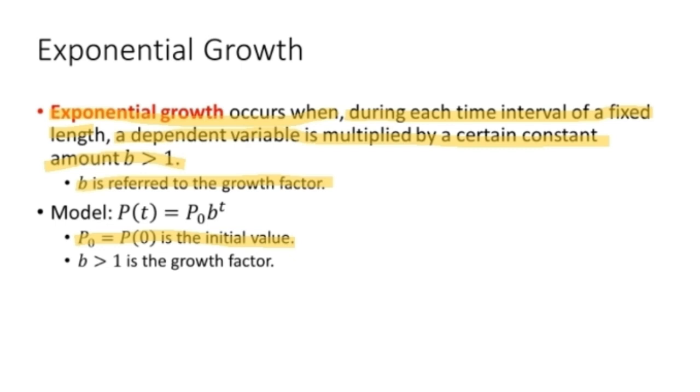Well, when another unit of time passes, we would multiply the p sub 0 times b by another b, and we get p sub 0 times b squared. And for each unit of time that passes, we're going to multiply by b again and again and again. So with b being our growth factor, which is what we're multiplying when 1 unit of time passes, our model for our exponential growth will be p of t equals p sub 0 times b to the t.